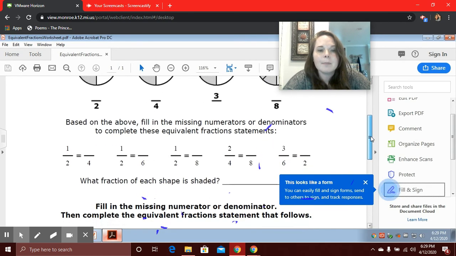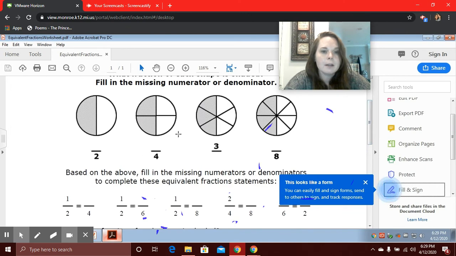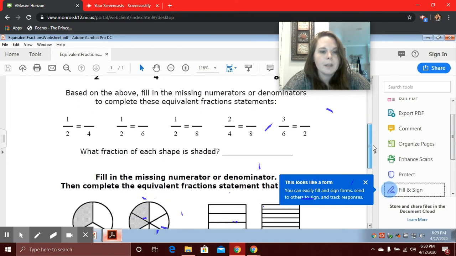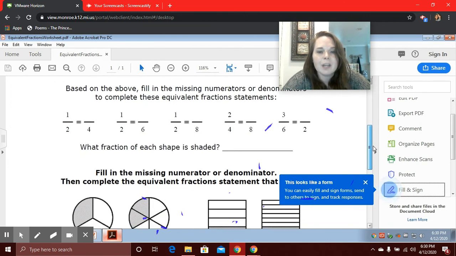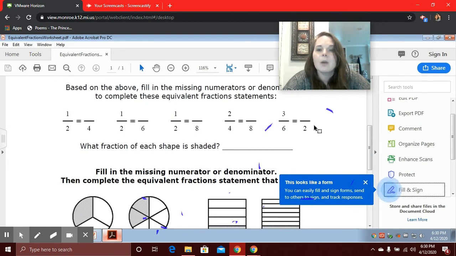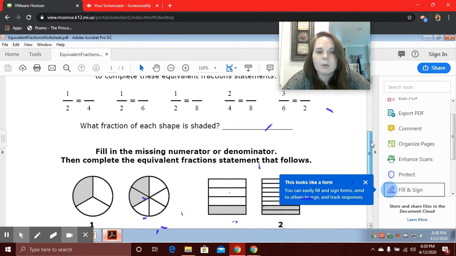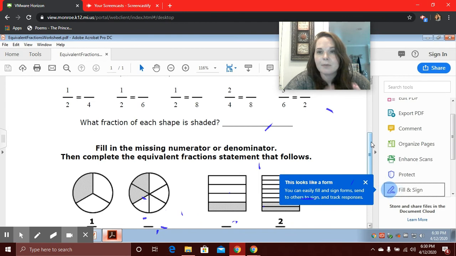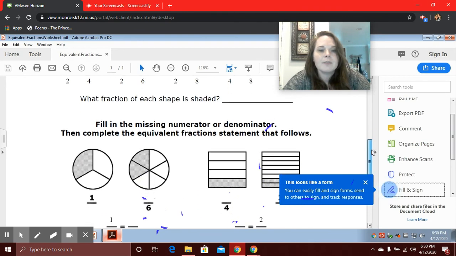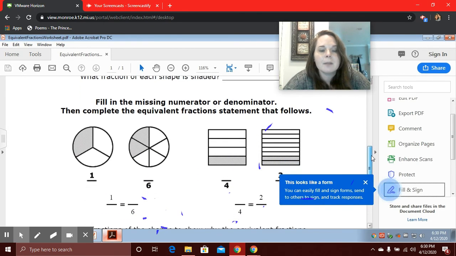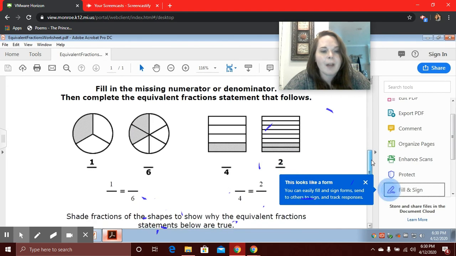And then based on the above, fill in missing numerators or denominators to complete these equivalent fractions. So 1/2 is equivalent to, what do you notice up here? Blank fourths. How many fourths is 1/2 equivalent to? And then what fraction of each shape is shaded in? So you're going to tell me when you're looking at those, what is the fraction of each shape that is shaded in? So all of those together have the same fraction that's shaded in. Then fill in the missing numerator or denominator, then complete the equivalent fraction statement that follows.